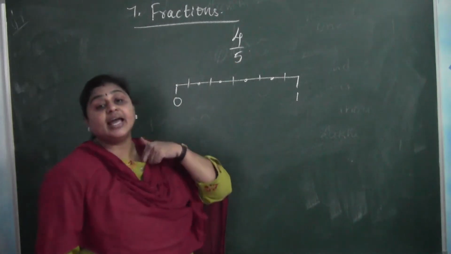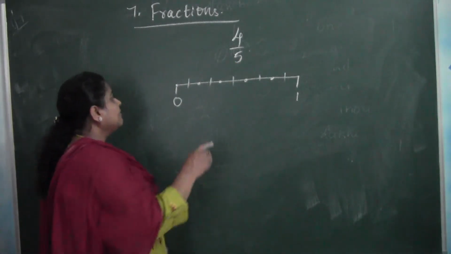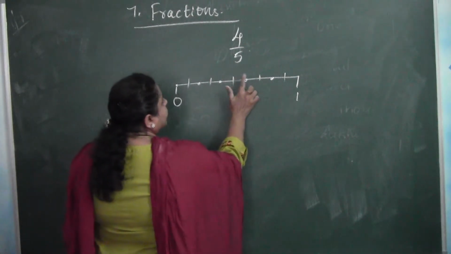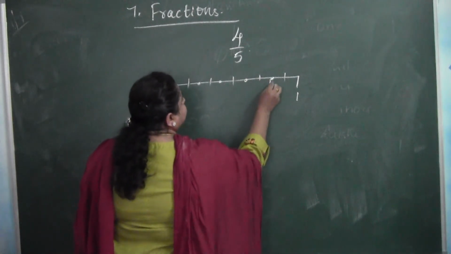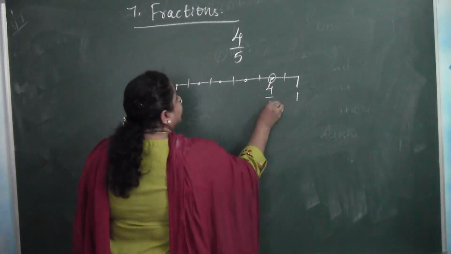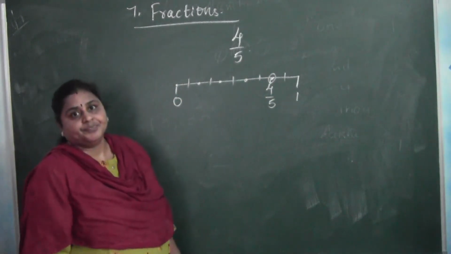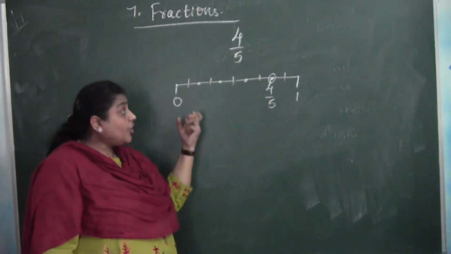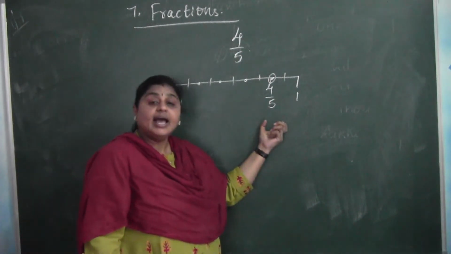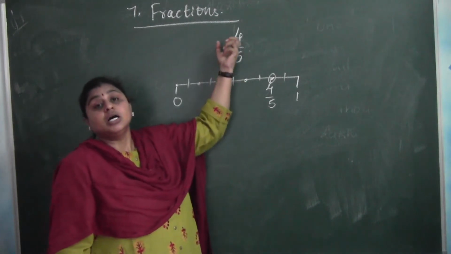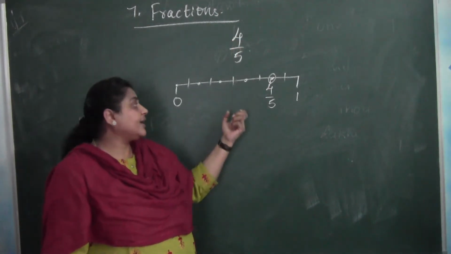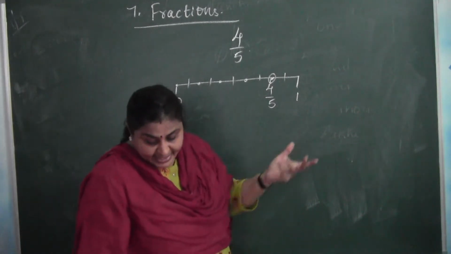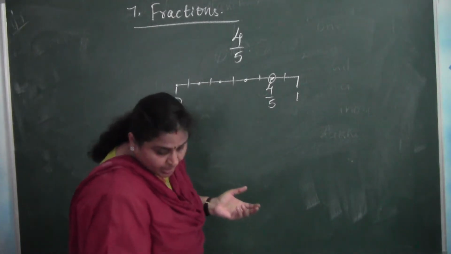Now in this, I have to represent 4 by 5. So what is my 4 by 5? 1, 2, 3, 4. This is 4 by 5. Got it? So first you have to check the denominator, accordingly divide the line, and then take the numerator. Accordingly you will get the fraction. Got it? So let us take another number.